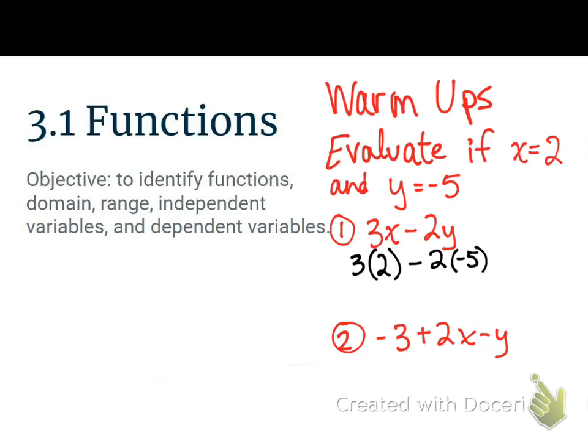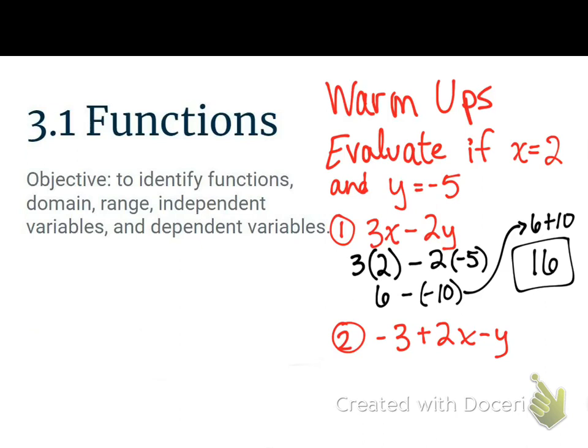What is 3 times 2? 6. Minus 2 times negative 5. Careful. Negative 10. Okay, we had a minus sign, and then 2 times negative 5 is a negative 10. Subtracting a negative means we're really doing what? Adding. So this really becomes 6 plus 10, which is 16. Okay, this is something that we covered in our review skills chapter at the very beginning of the year.